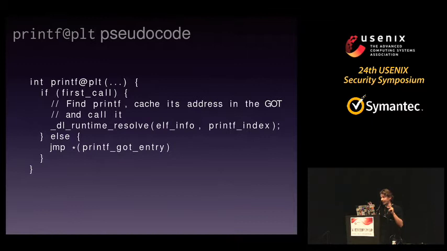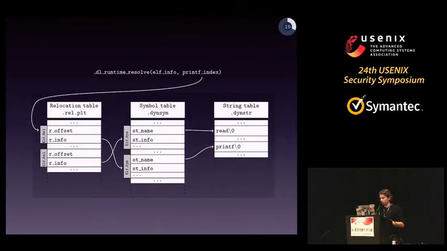It will basically cache its address in the GOT, the global offset table, and then it will also call it. This is important. It's not just going to find and save the location somewhere, it's also going to call it. And from the second time on, when you call printf@plt, you will not go through the whole dynamic resolution process, but you'll just call the cached address, which is stored in the GOT entry corresponding to printf.